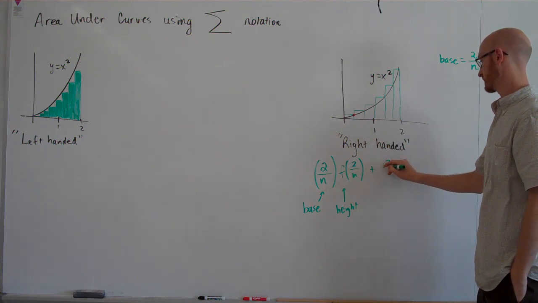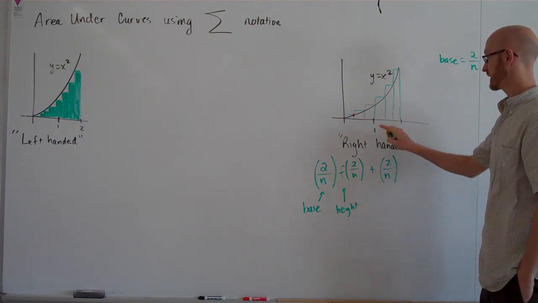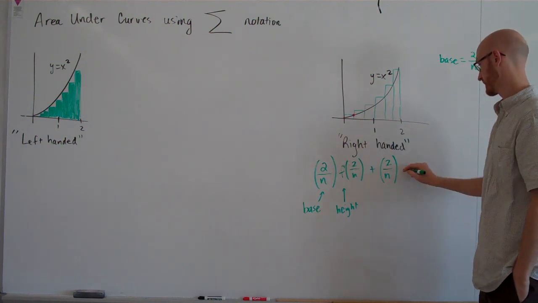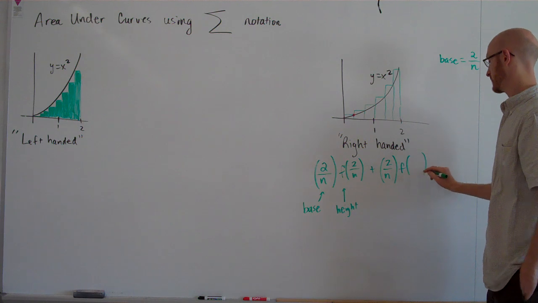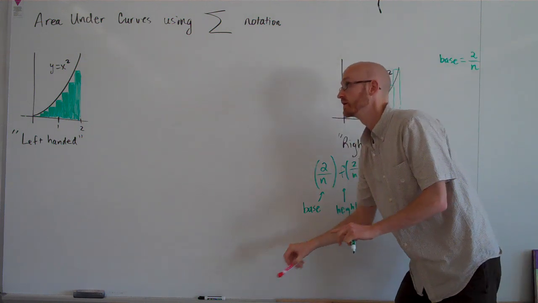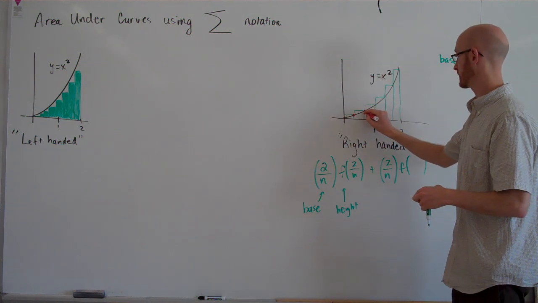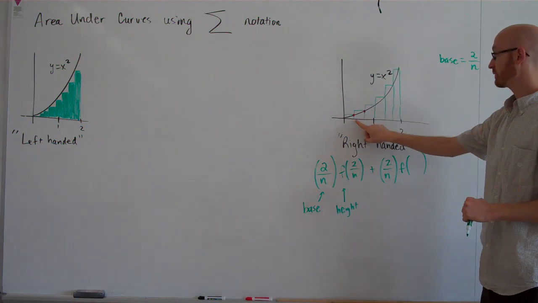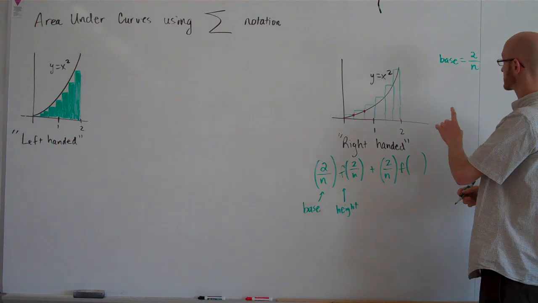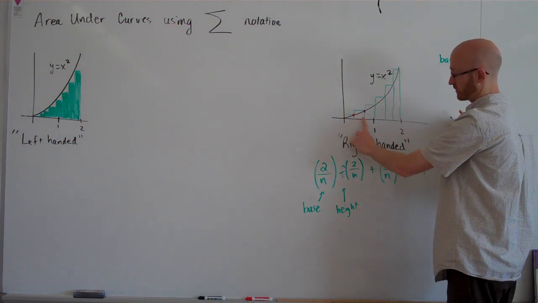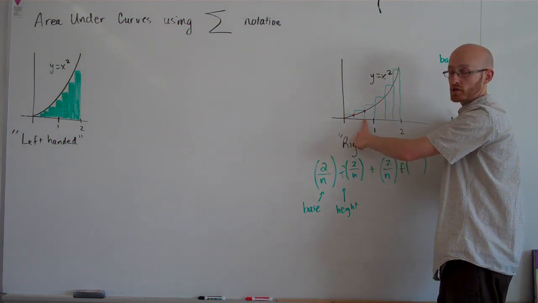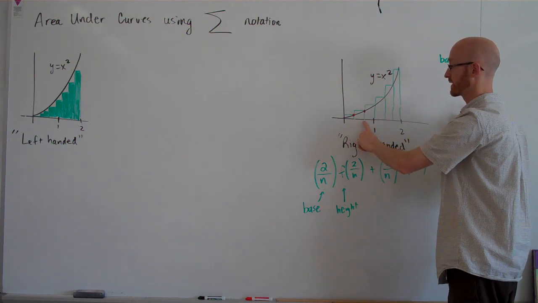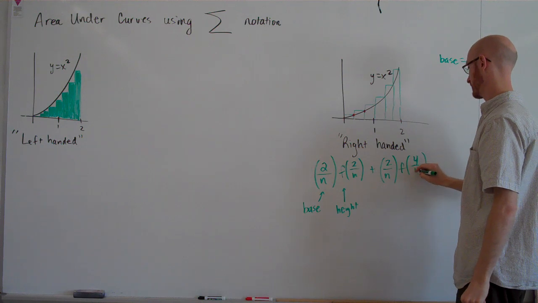Now the next rectangle, its base is 2 over n. All of the bases will be 2 over n. That's times f of, now we have to decide what is the x value here, or the height there, I should say, the y value. Well, it's f of something, and that something has to be whatever this x value is that I'm pointing at. Well, this one was 2 over n, and we need to go over 2 over n more, so now it'll be 4 over n.